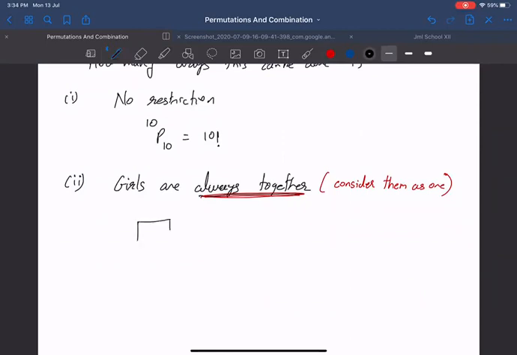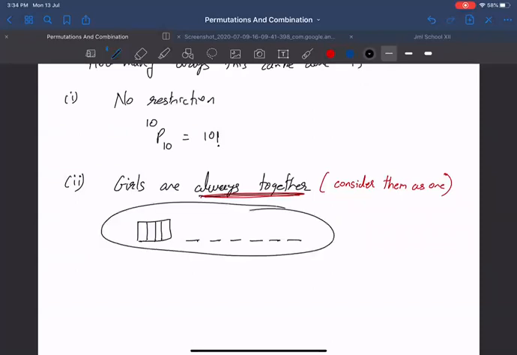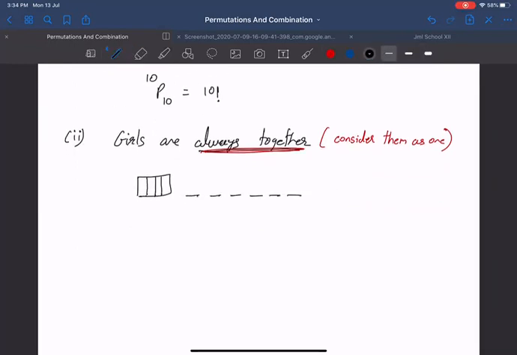So how will we do it? This is the group of girls: girl 1, girl 2, girl 3 and girl 4. Right. How many people is this? It is 4, but for counting purposes it is one. How many boys are there? 6 boys. Now how many people are there? 7 people. Now if I want to arrange these 7 people, how many ways can I arrange them? 7p7, that is 7 factorial. So that can be arranged in 7 factorial ways.